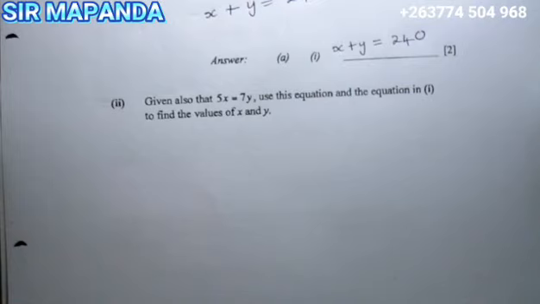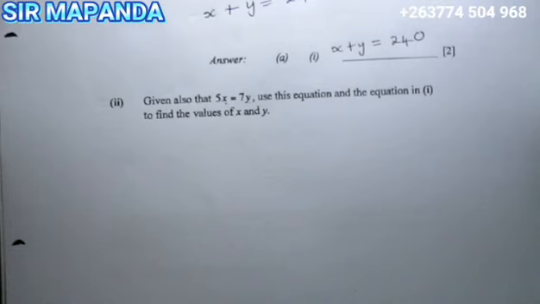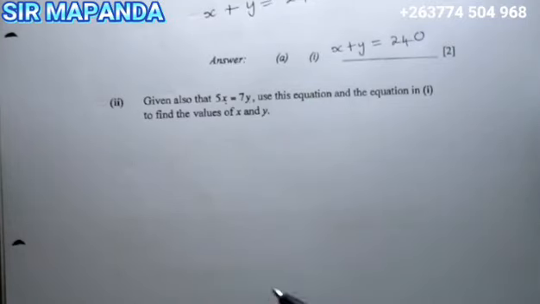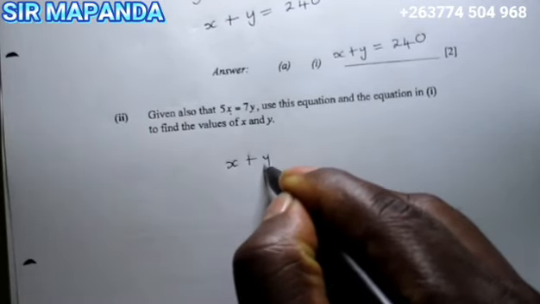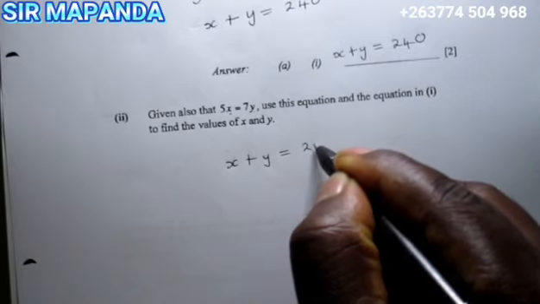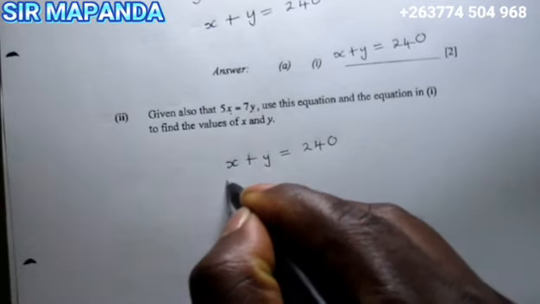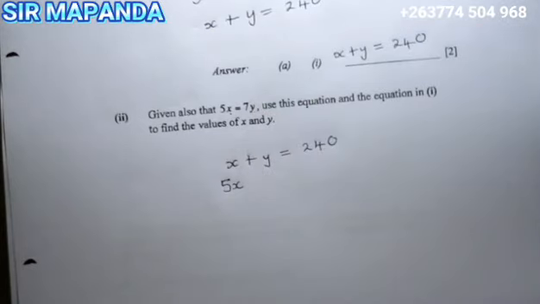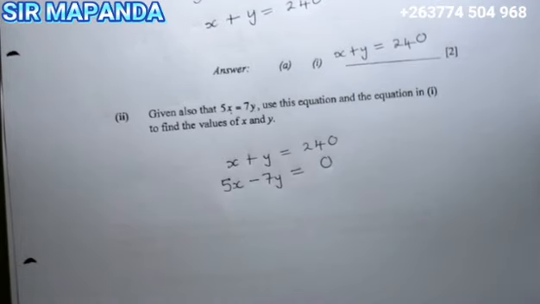Then, given also that 5x is equal to 7y, use this equation and equation 1 to find the values of x and y, right? So remember, in equation 1 we have x plus y equals 240. Then another way of writing 5x equals 7y is 5x, then you take this 7y, move it from the right side to the left side, and it becomes a negative 7y. You leave this side with a 0.